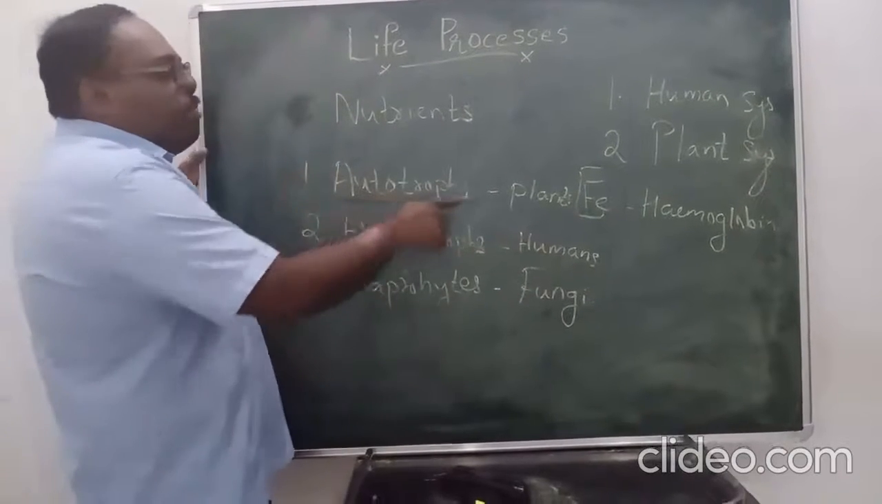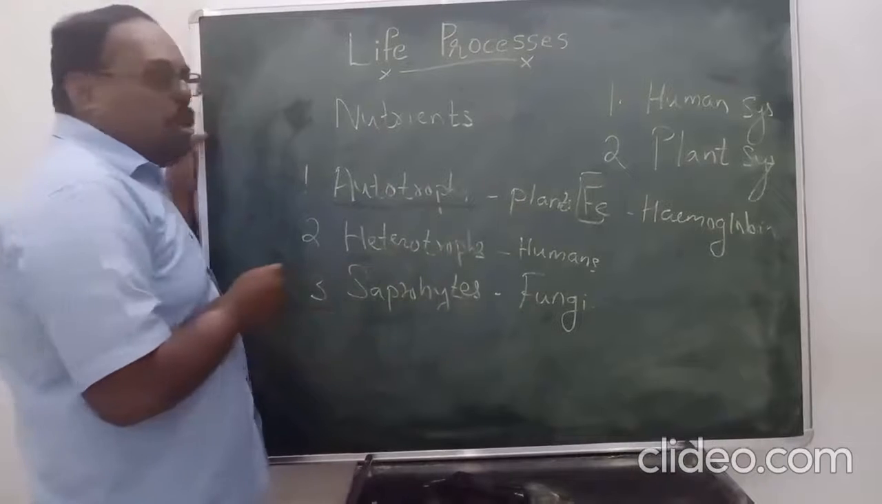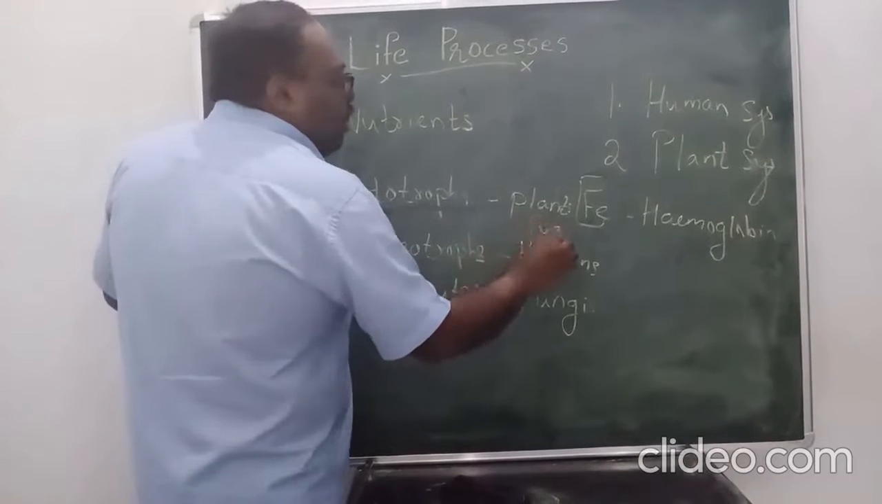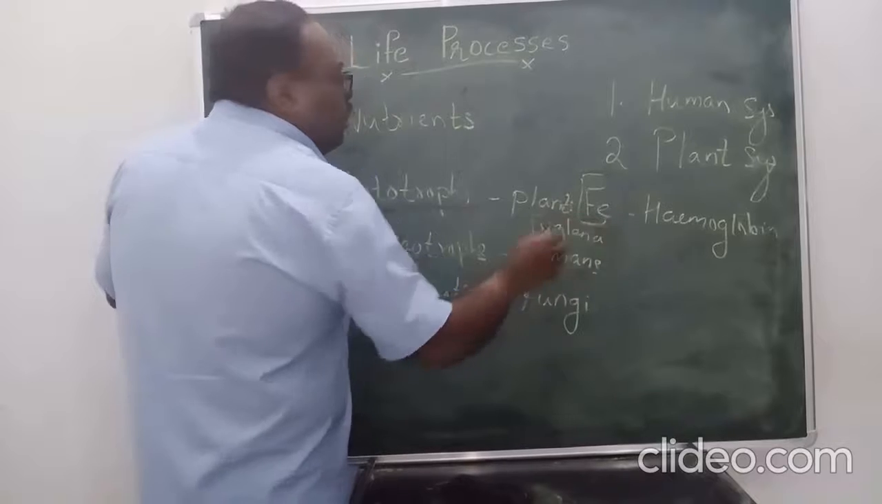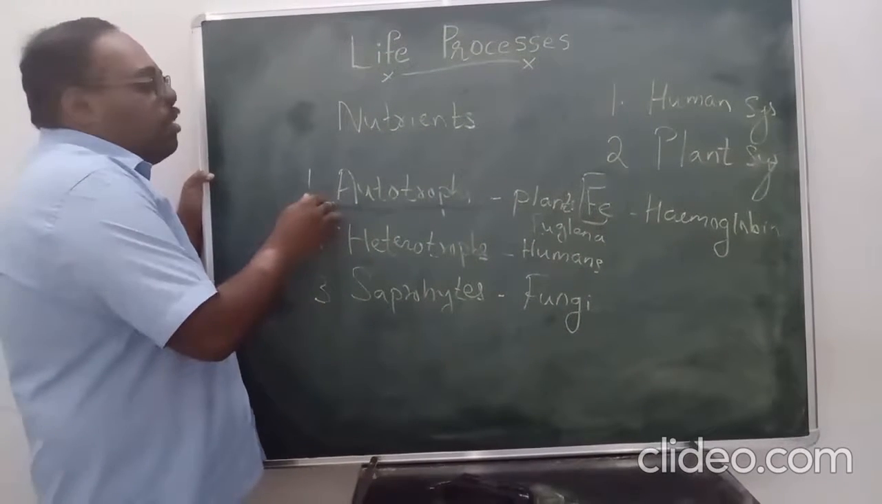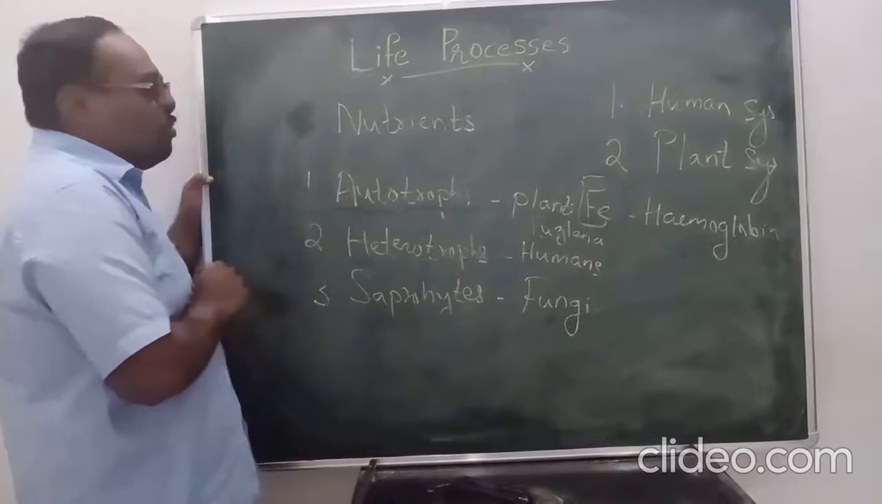And it is not only plants. There are some microorganisms as well, for example, euglena. These microorganisms can also produce their food by autotrophic nutrition.